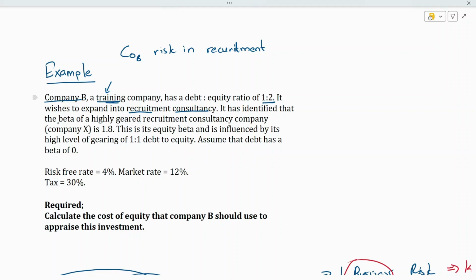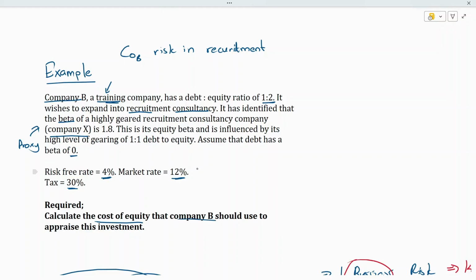It has identified the beta of a highly geared recruitment consultancy company, company X. This is our proxy company. Its beta is 1.8. This is its equity beta and is influenced by its high level of gearing of 1 to 1 debt to equity. Assume that debt has a beta of 0. Risk-free rate is 4%, market rate is 12%, tax is 30%. Required: calculate the cost of equity that company B should use to appraise this investment.